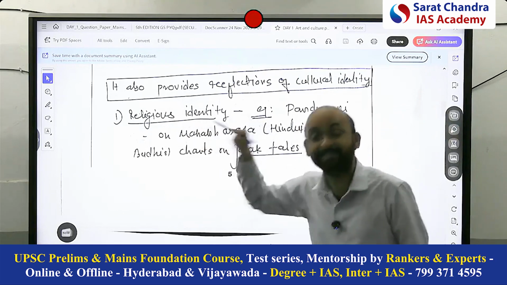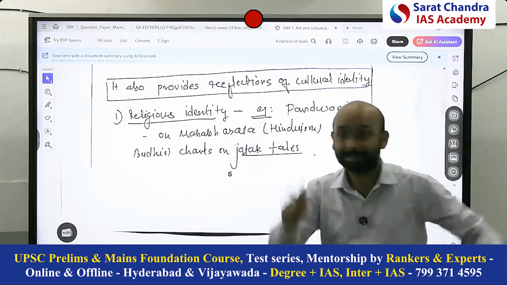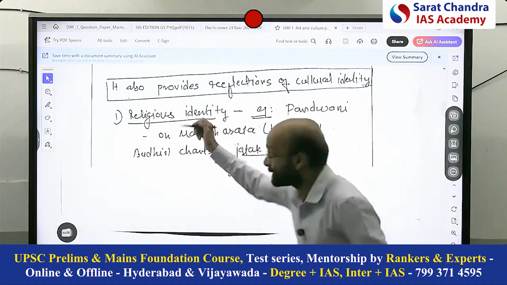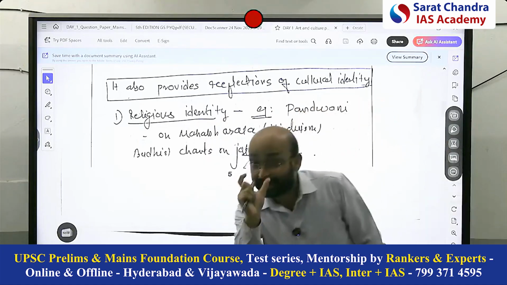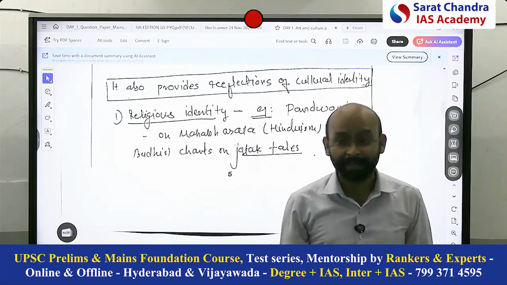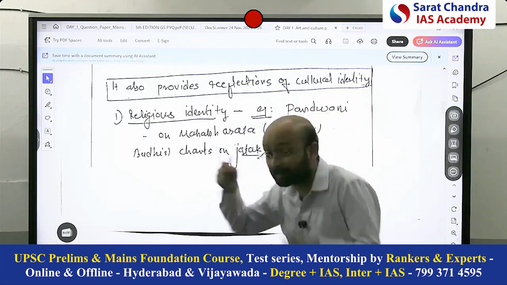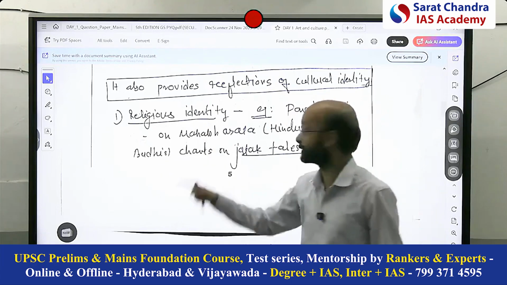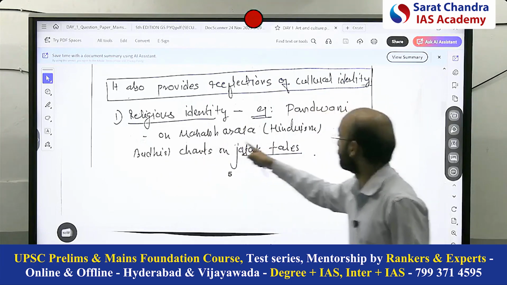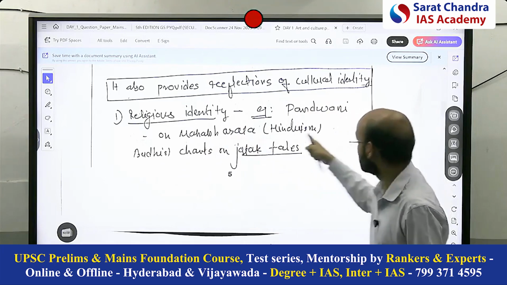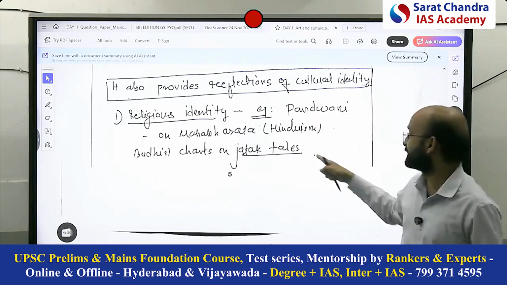This is the point. The topper will get the marks and you won't get the marks. Same point you will also write. But the kind of keyword the topper will frame will be different from how you will frame. It will be more specific. Less words, more specific. Simple example, Pandwani in Mahabharata, in Hinduism, Buddhism, chants, Jataka tales.